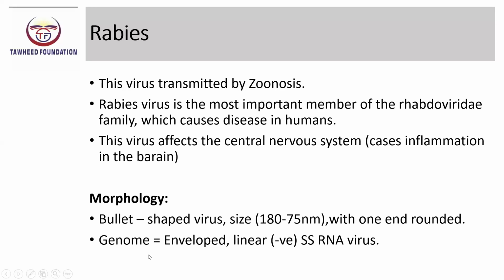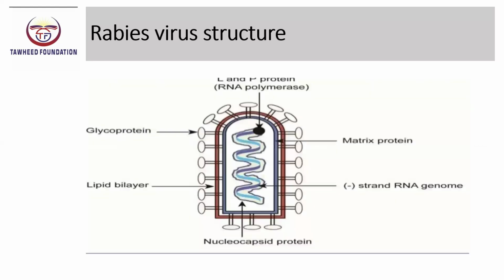Third is rabies virus. This virus is transmitted by zoonosis. Rabies virus is the most important member of the Rhabdoviridae family, which causes disease in humans. This virus affects the central nervous system, CNS, causing inflammation in the brain. Morphology: bullet-shaped virus, size is around 180 by 75 nanometer with one end rounded. Its genome is enveloped, linear, negative single-stranded RNA.